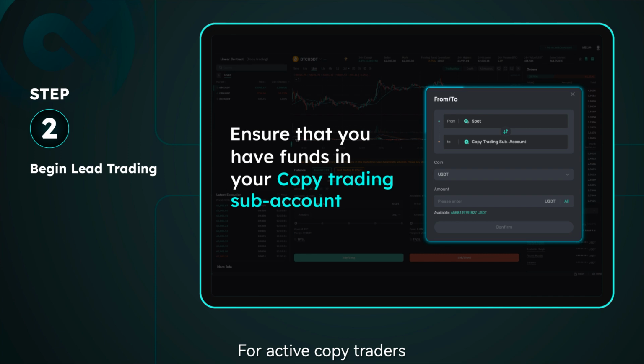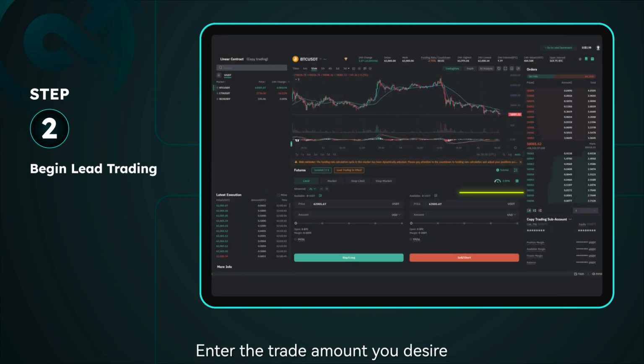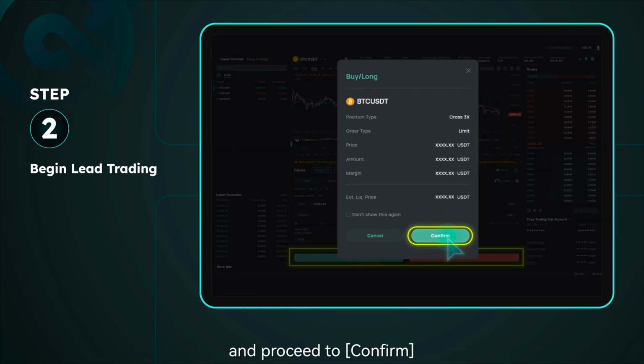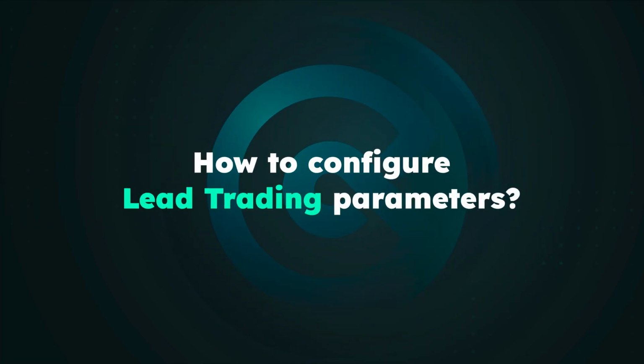For active copy traders, the system will automatically replicate your trading commands. Enter the trade amount you desire, select Buy Long for bullish or Sell Short for bearish market outlooks, and proceed to confirm. How to configure lead trading parameters?